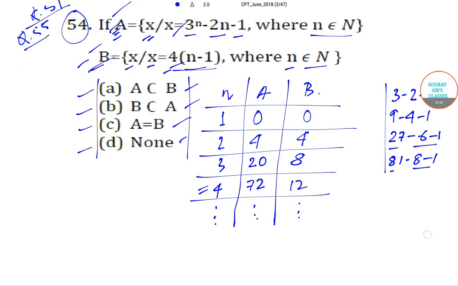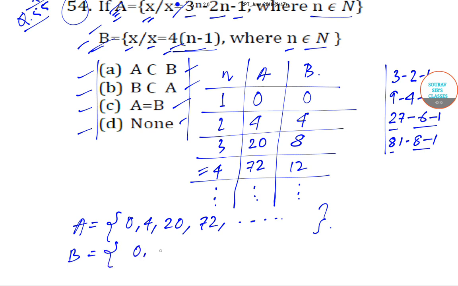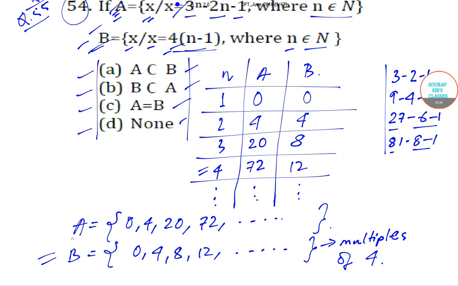So therefore now we can write that the set A will look somewhat like this: 0, 4, 20, 72, and so on. And the set B will look somewhat like 0, 4, 8, 12, and so on. As you can see over here in set B, these are all multiples of 4. And in set A also we have values which are multiples of 4.